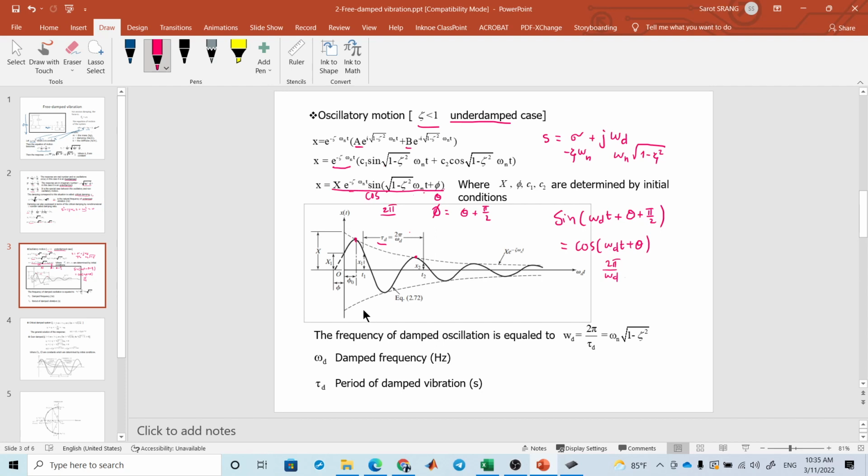What else? This curve is called the envelope curve. Where do you get this envelope curve? Actually, this envelope curve is the exponential term itself, the exponential of sigma t, with the amplitude h. So when t is 0, the exponential becomes 1, then you start from the value h here. So you have an envelope like this.